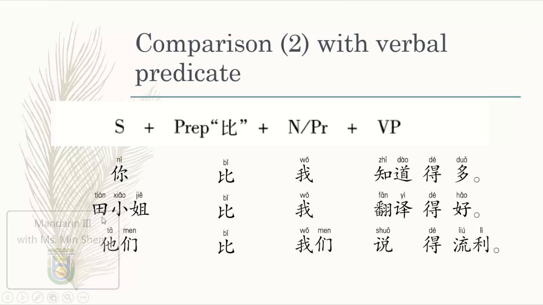And we look at the next one. I hope you understand what I mean, right? 田小姐, Miss Tian, comparing to me, and we compare about the translation action, the action of translating. 翻译, translate. 翻译得好, translate pretty well. So let's compare 田小姐 to me. 田小姐 comparing to me, translate well. In other words, 田小姐 translates better than me. 他们比我们说得流利. So they speak fluently comparing to us. So they are more fluent than us. They speak more fluently than us, right?